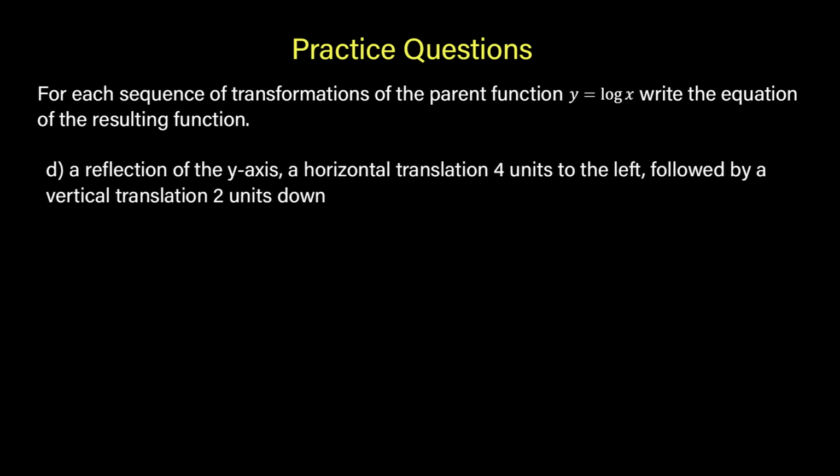D. A reflection in the y-axis, a horizontal translation 4 units to the left, followed by a vertical translation 2 units down. Solution. k equals -1, d equals -4, c equals -2. The equation is y equals log of (-x plus 4), minus 2.